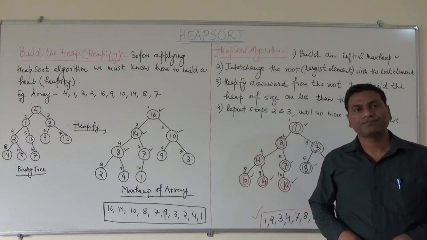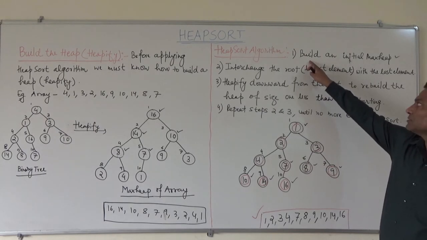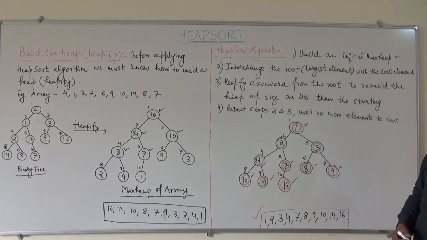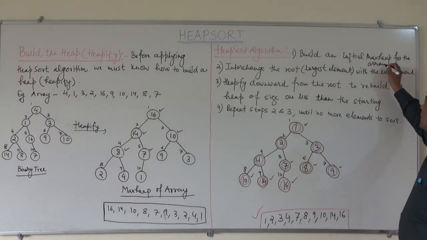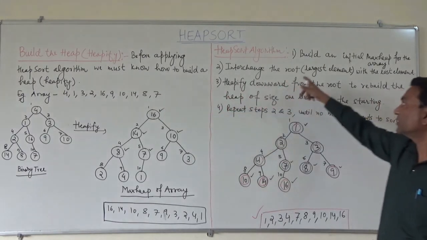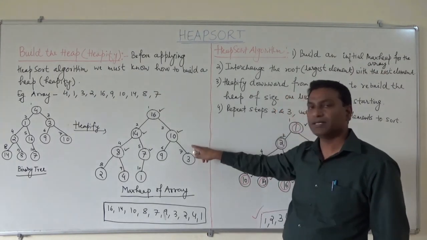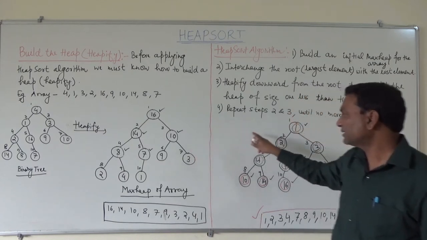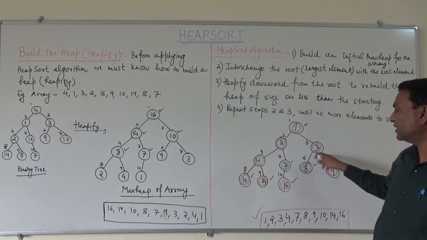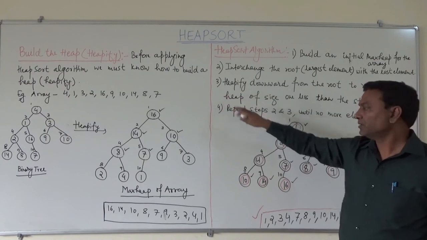So now let us recall how we have applied this heap sort algorithm. So this was step 1. We have built an initial max heap for the unsorted array, and this array we have taken from here. This is the array. So we have built the initial max heap. So for this particular unsorted array, we have made a max heap, and after that we have used steps 2 and 3 to sort the array.